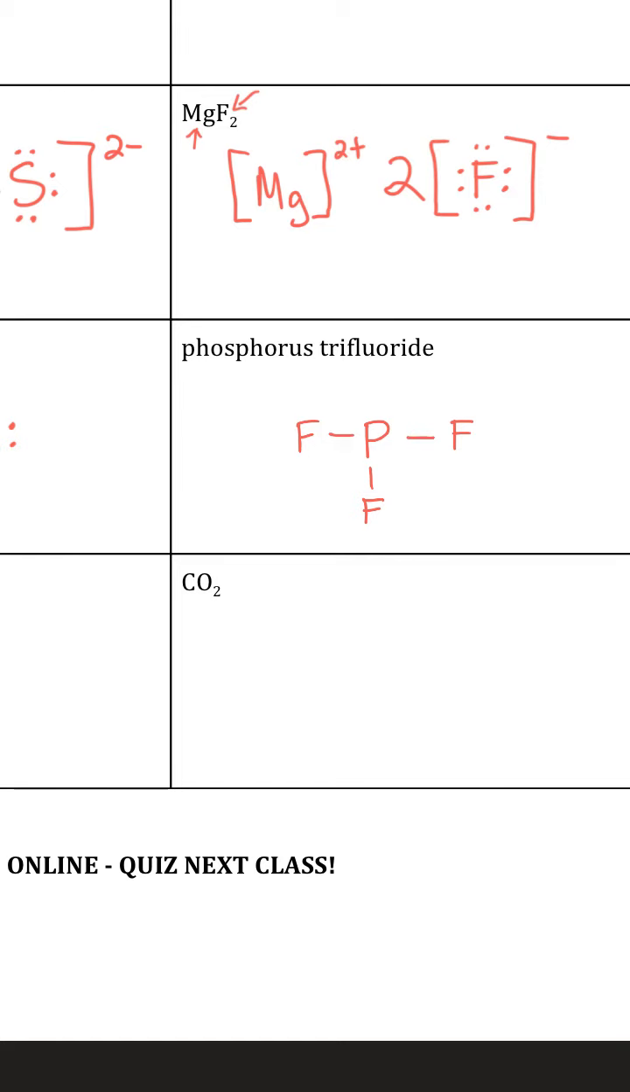So in phosphorus, we should have 5 valence electrons plus 3 fluorides. Each fluoride has 7 valence electrons. 3 times 7 is 21, plus 5 is 26 electrons. So let's just make sure we have 26 electrons at the end.